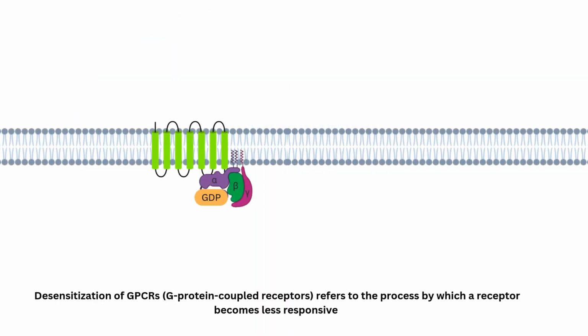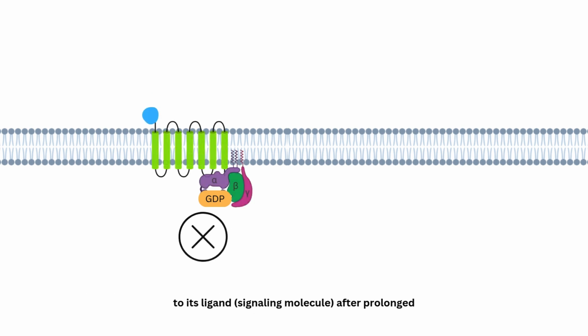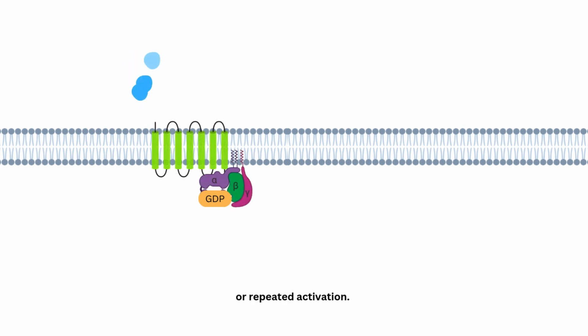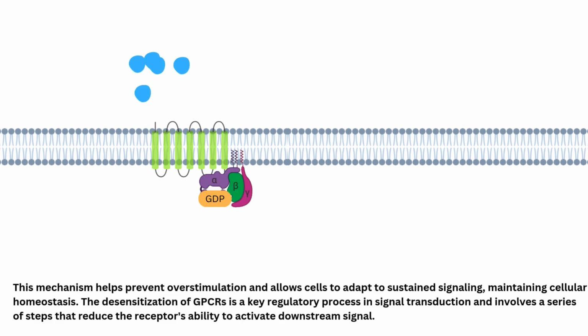Desensitization of GPCRs, G-protein-coupled receptors, refers to the process by which a receptor becomes less responsive to its ligand, signaling molecule, after prolonged or repeated activation. This mechanism helps prevent overstimulation and allows cells to adapt to sustained signaling, maintaining cellular homeostasis. The desensitization of GPCRs is a key regulatory process in signal transduction and involves a series of steps that reduce the receptor's ability to activate downstream signal.